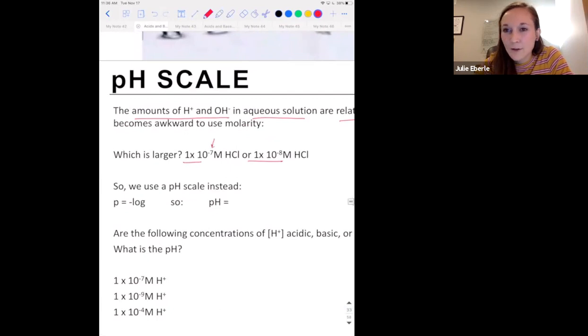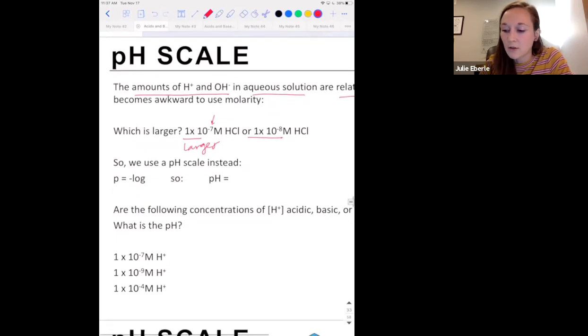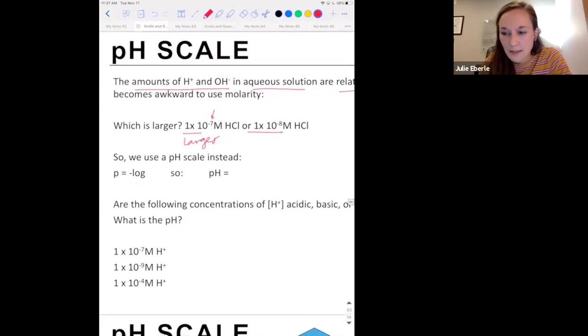7 is a smaller number, but a negative 7 is larger than 1 times 10 to the minus 8. So all that's just confusing. The whole point is that it gets hard to use these really small numbers and negative exponents. So that's where the pH scale comes in, and we're going to learn to use nice round whole numbers. You can have a decimal in the pH scale, but most of the time it's whole numbers. That's why we use the pH scale, because it's easier to look at and make a judgment on whether something is acidic, basic, or neutral.